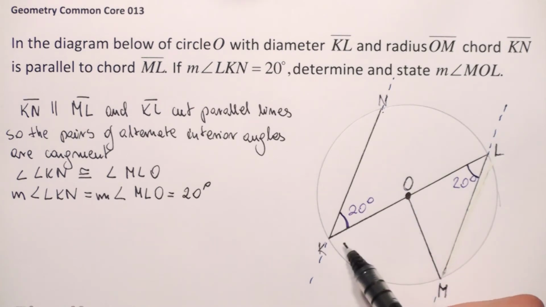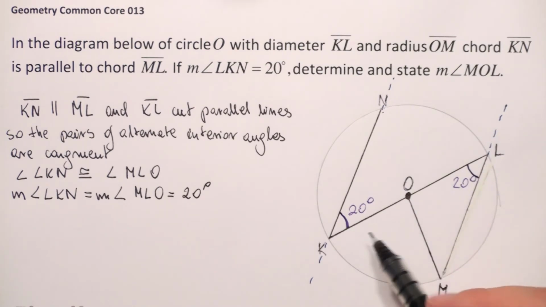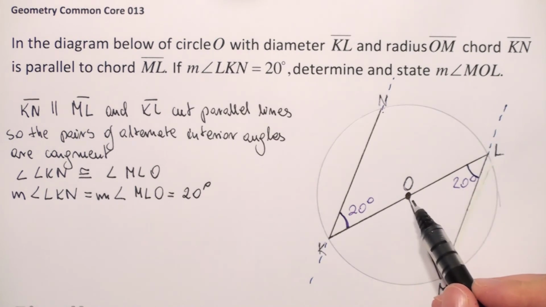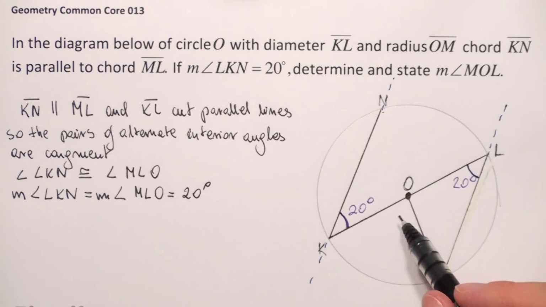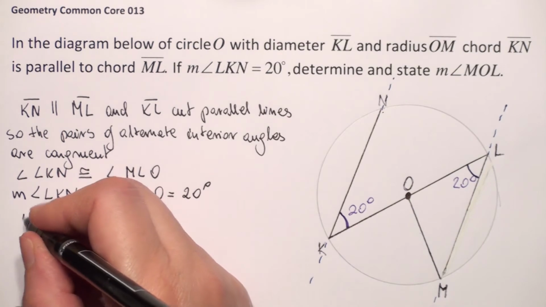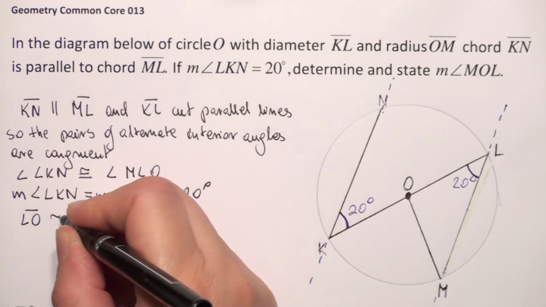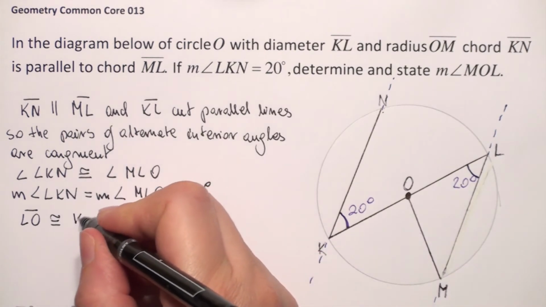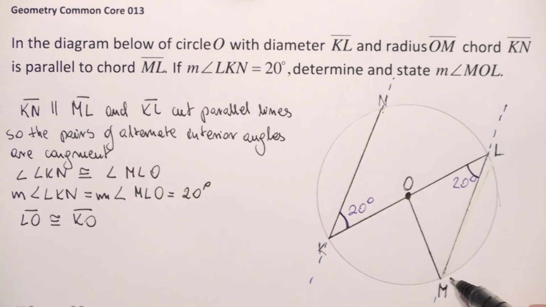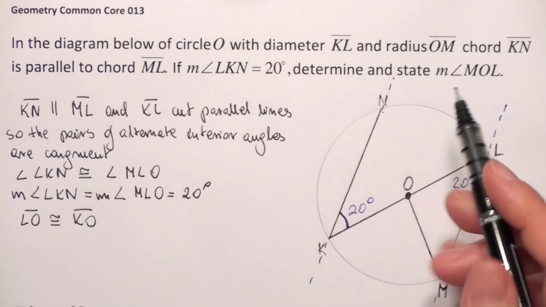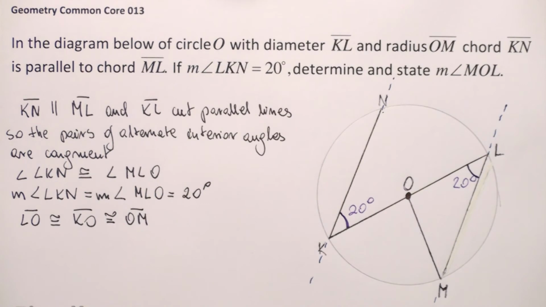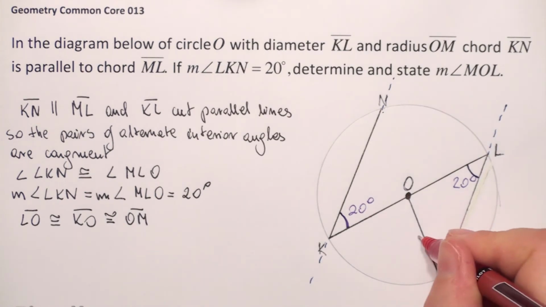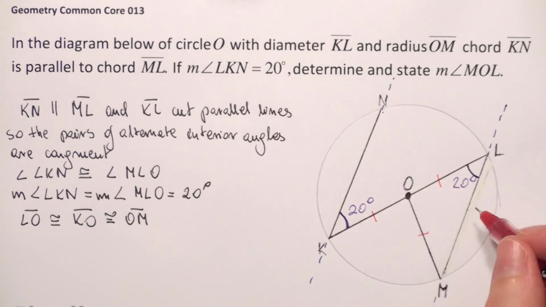What else? Because KL is diameter, KO and LO are radii of our circle O. So we can write that LO is congruent to KO, and what else? OM is also given as a radius. So this is congruent to OM also. So these three segments, this, that, and that, are congruent.